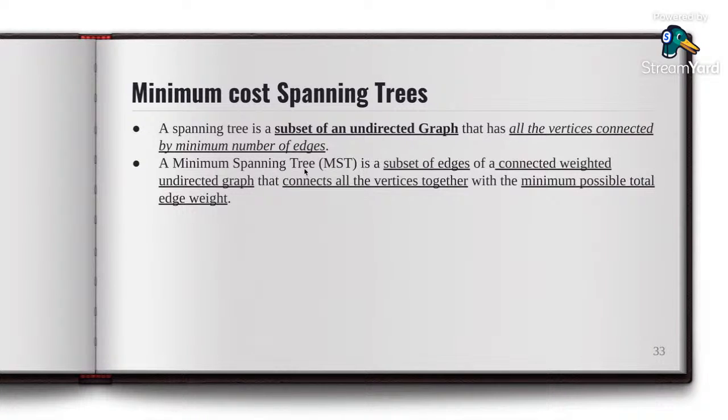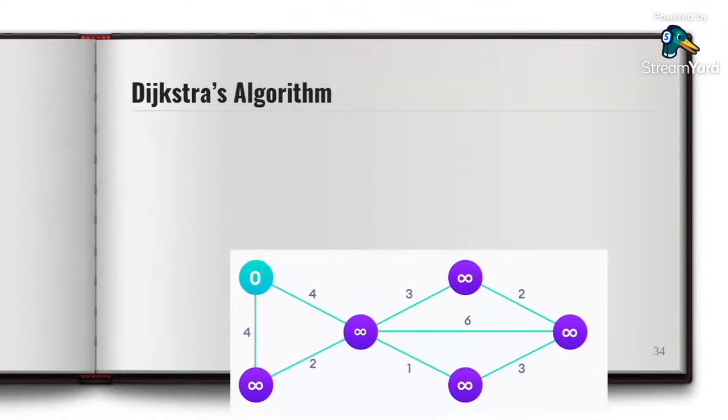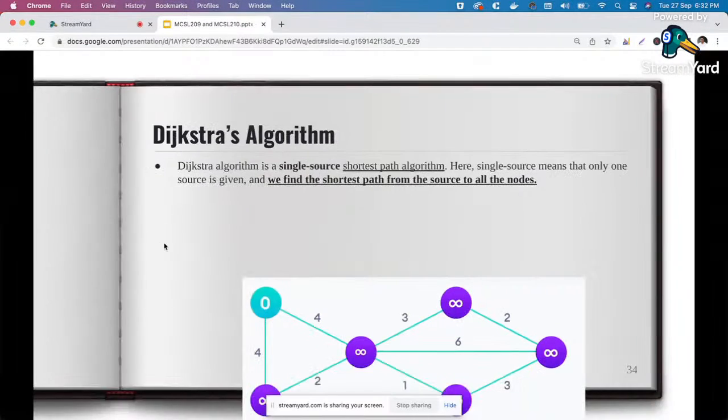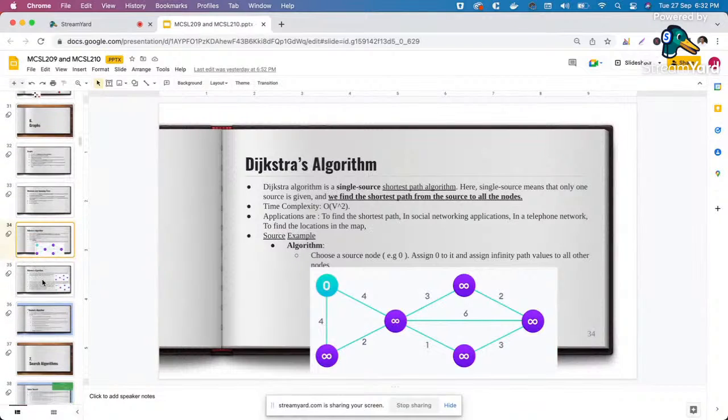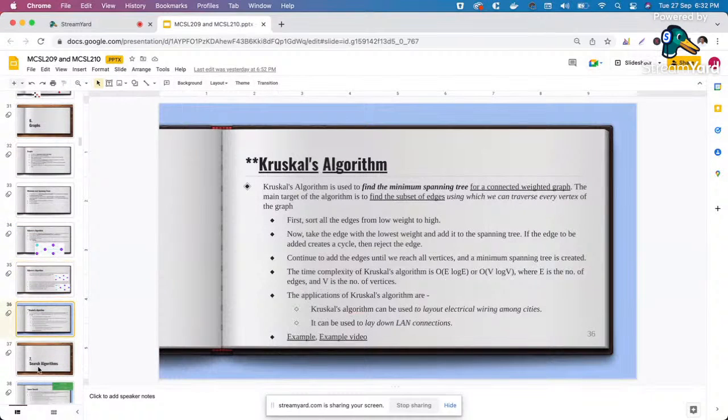What's the difference? It's the same thing: a subset of edges of a connected weighted graph that connects all the vertices together with the minimum possible total edge weight. To derive an MST, minimum spanning tree, the following algorithms can be used: Prim's algorithm and Kruskal's algorithm. Wait a second, then why did we start with Prim's? We should start with Kruskal's.